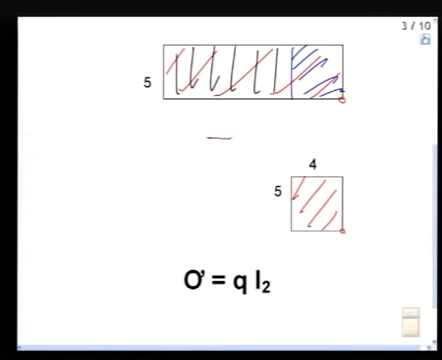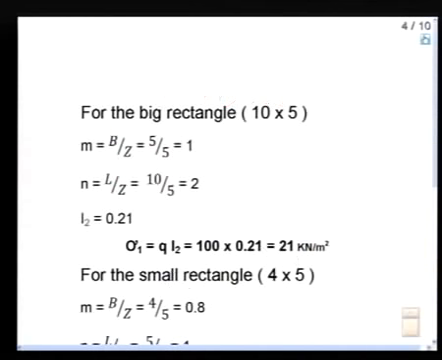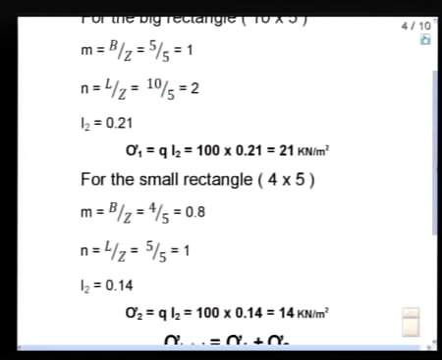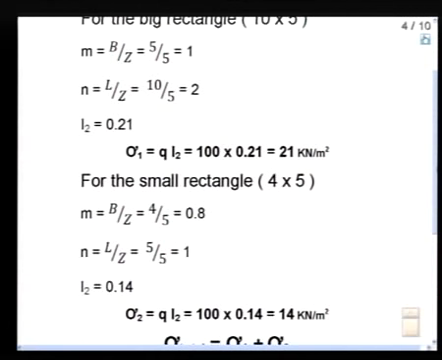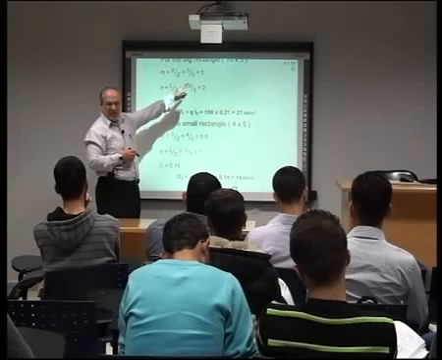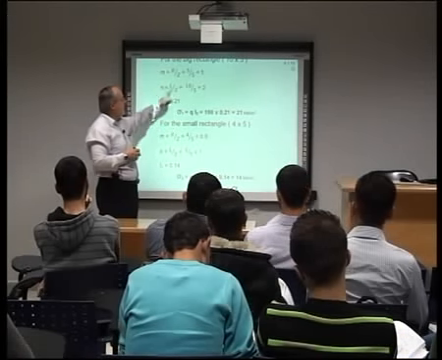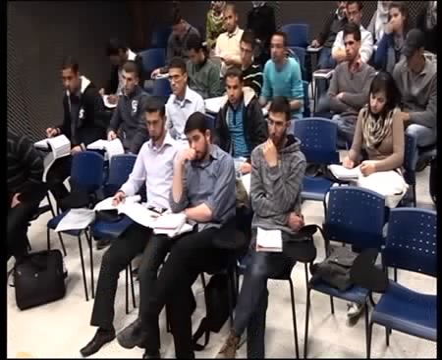Okay? So, we will use this equation. Sigma equals Q by I2. First, we have to find I2 for the big rectangle, which is 10 by 5, right? M is B over Z. B is 5, Z is 5, then M is 1. N is L over Z, which is 10 over 5, which is 2.